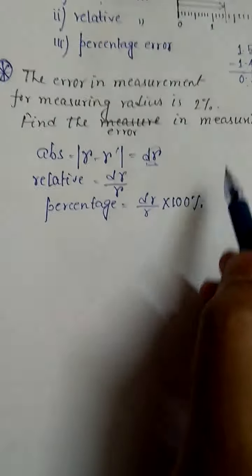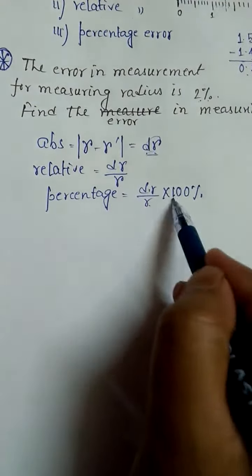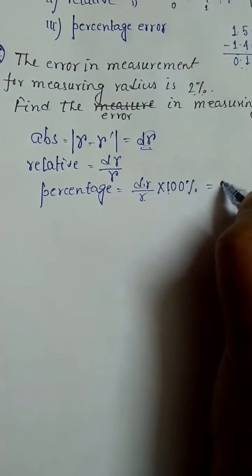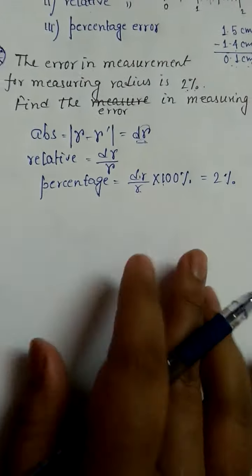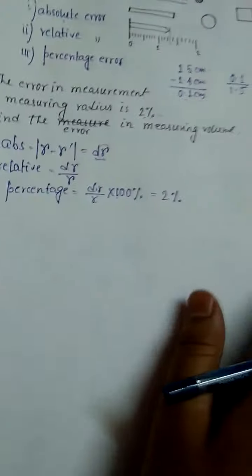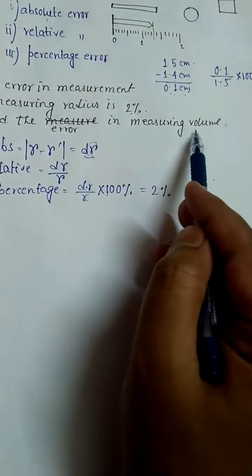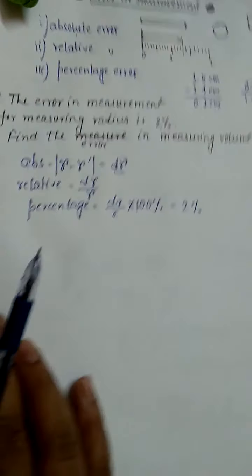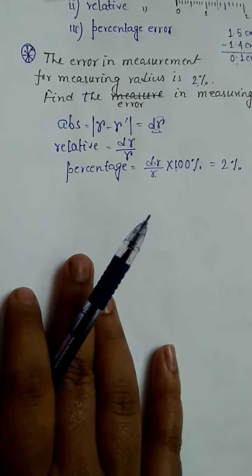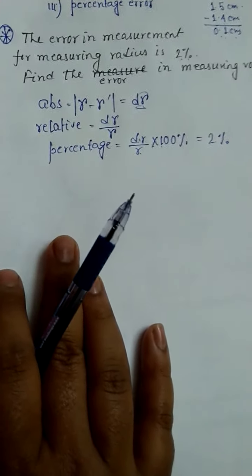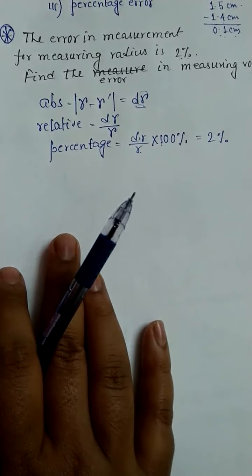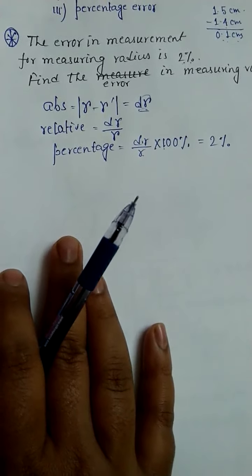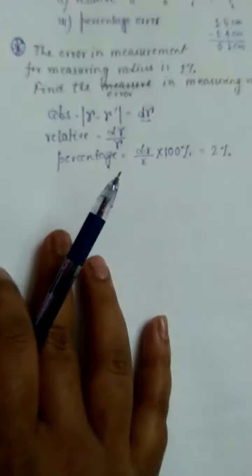So here the percentage error, that means dr by r into 100, is given, that is 2%. This is given, and I have asked you to find the error in measuring the volume of the sphere. So look at this step very carefully. The mathematics is new to you, that is why I shall tell you a little bit about it. You have to know what these things actually are.